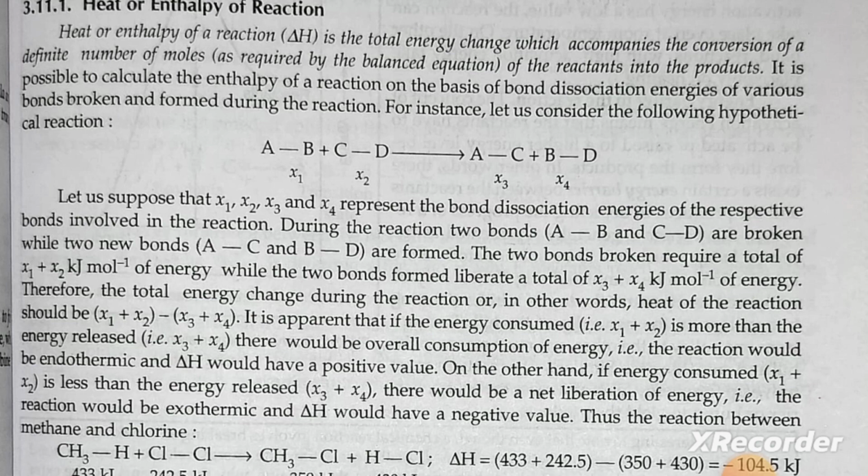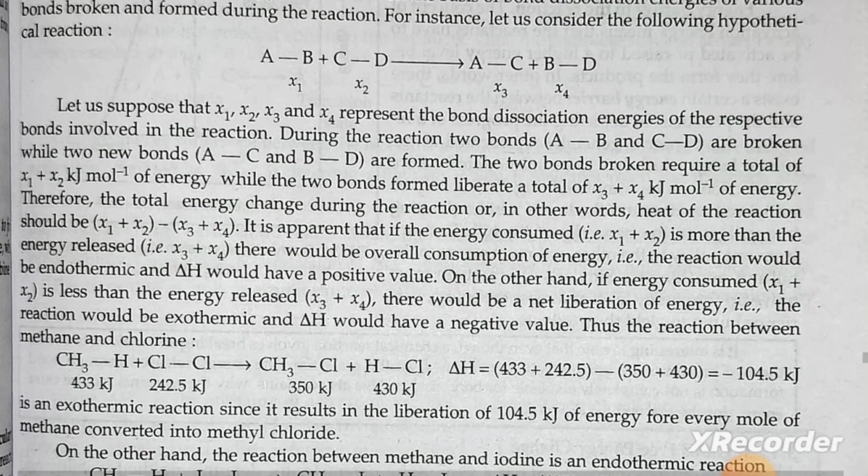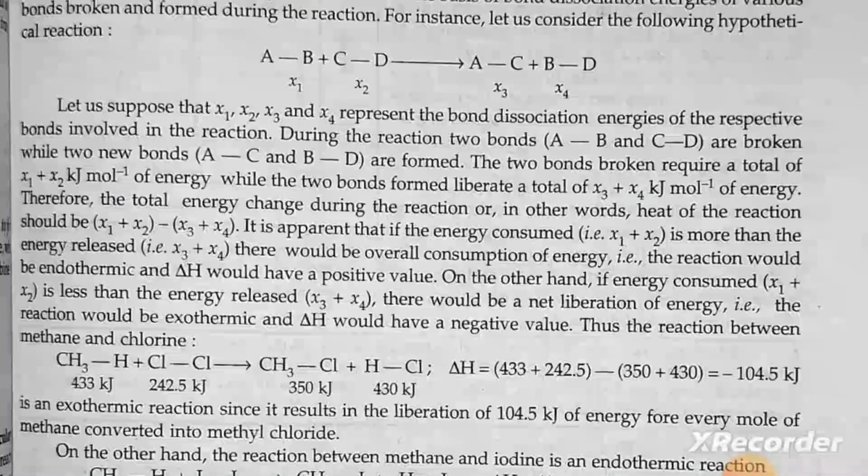Thus, the reaction between methane and chlorine: CH3-H 433 kJ plus Cl-Cl 242.5 kJ gives rise to CH3-Cl 350 kJ plus H-Cl 430 kJ. Delta H is (433 plus 242.5) minus (350 plus 430), which equals minus 104.5 kJ. It is an exothermic reaction since it results in the liberation of 104.5 kJ of energy for every mole of methane converted into methyl chloride.